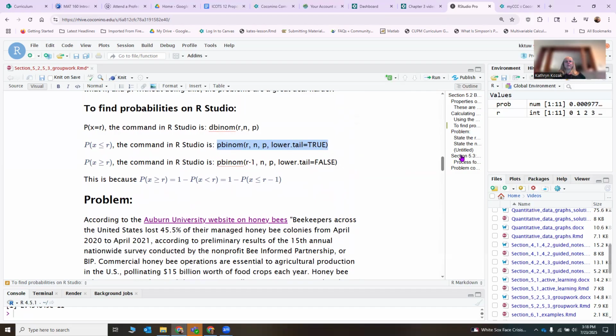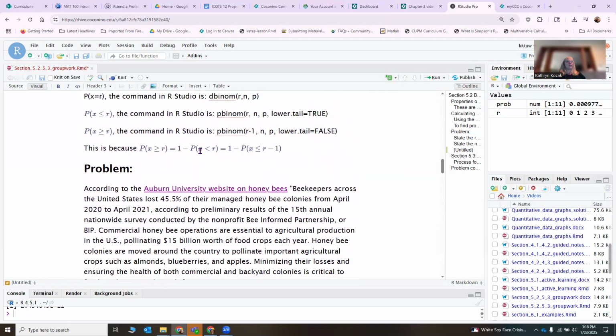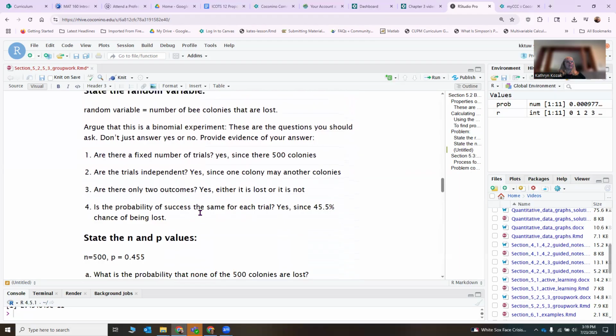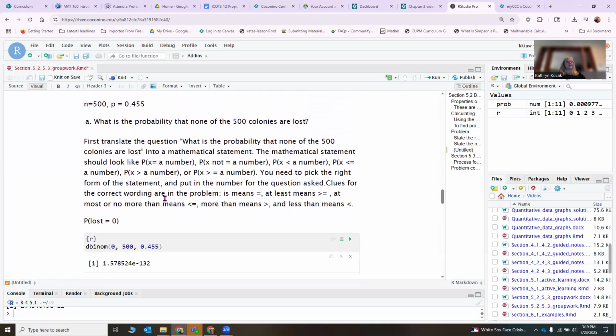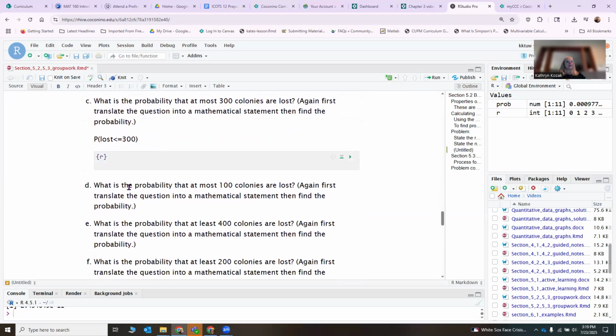So coming back down to my problem, here's my problem. We're going to do pbinom, not dbinom, but pbinom. We're going to do our number that's in there, that 300. We're still going to have our n of 500. We're still going to have my 0.455. But now we need that lower.tail equal to TRUE. And the TRUE is all capitalized.